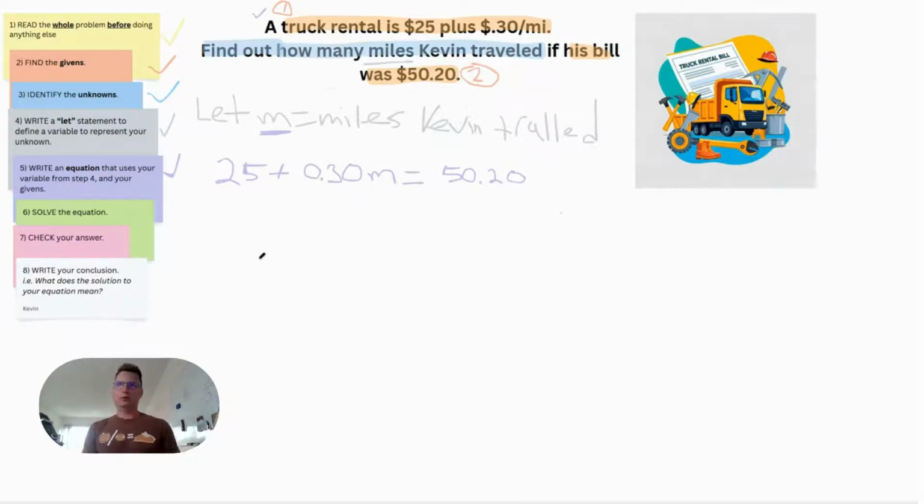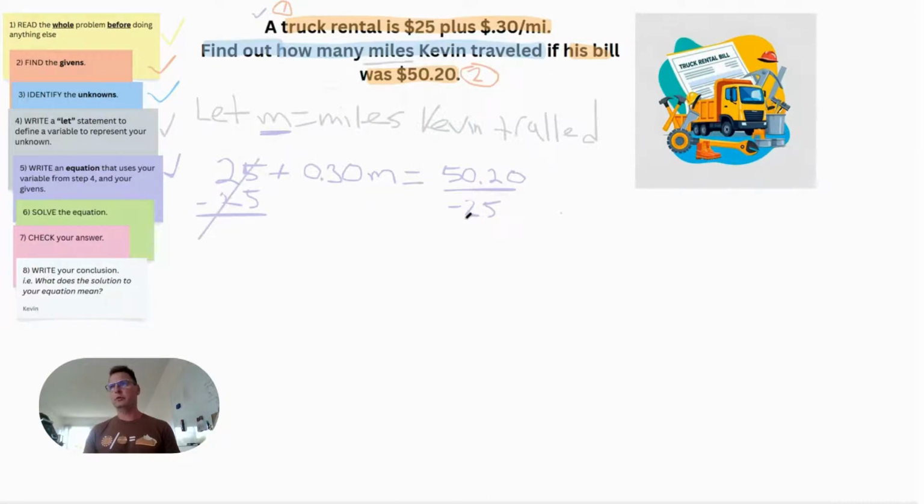So what is our objective in an equation? It's to get the variable by itself, right? So we might want to start by getting this 25 out of there. Try to get this m part by itself. So this is a 25. So to get that out of there, 25 is like positive 25 or plus 25, right? So the opposite of that is minus 25. So that will help us to cancel these out, right?